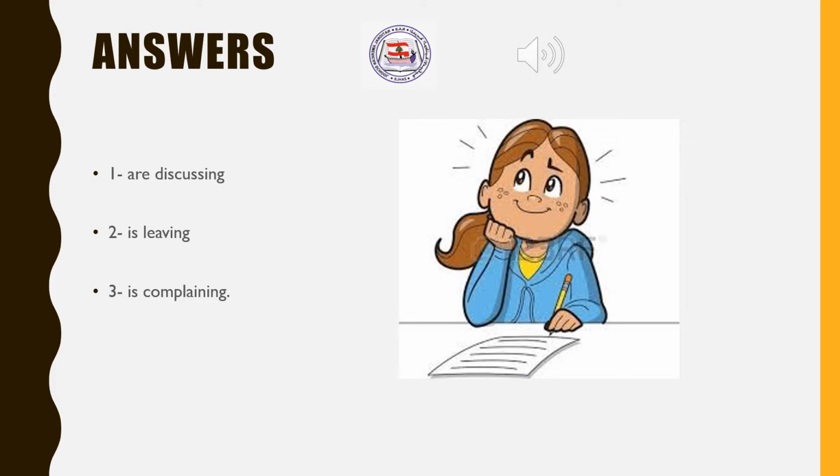Here are the answers to the previous 3 sentences. In the first sentence, the answer is are as the helping verb, discussing as the action verb. Sentence number 2, the helping verb is and the action verb is leaving. Sentence number 3, the helping verb is also is and the action verb is complaining. So, how did you all do?